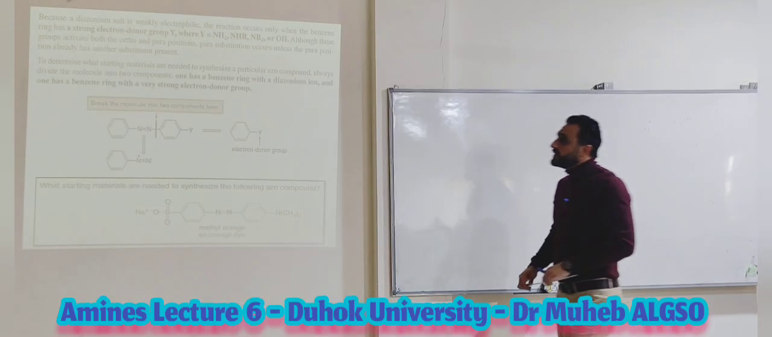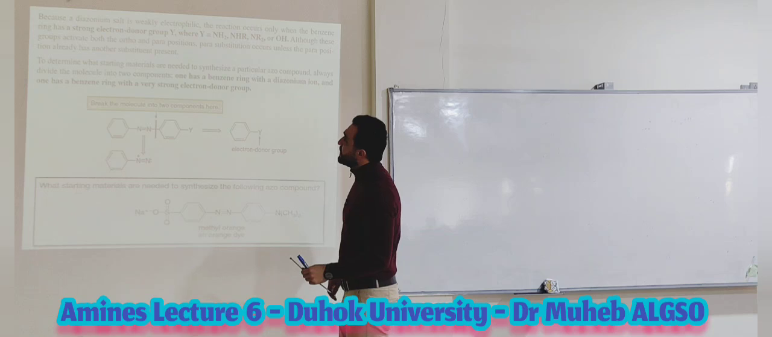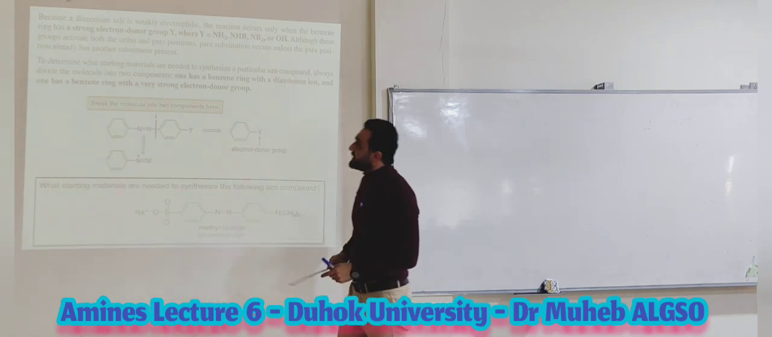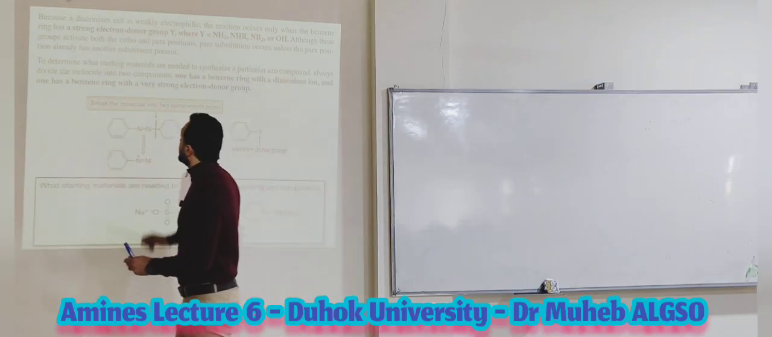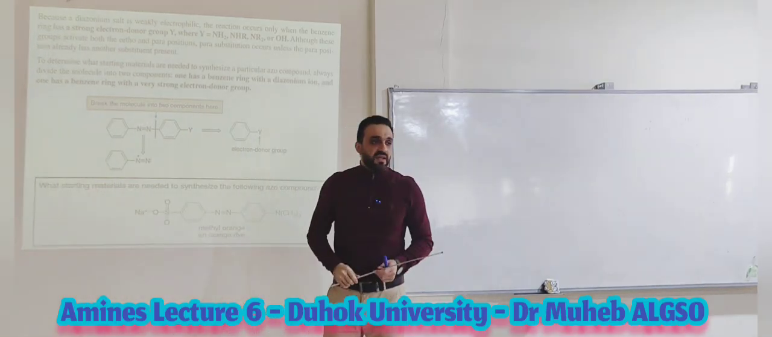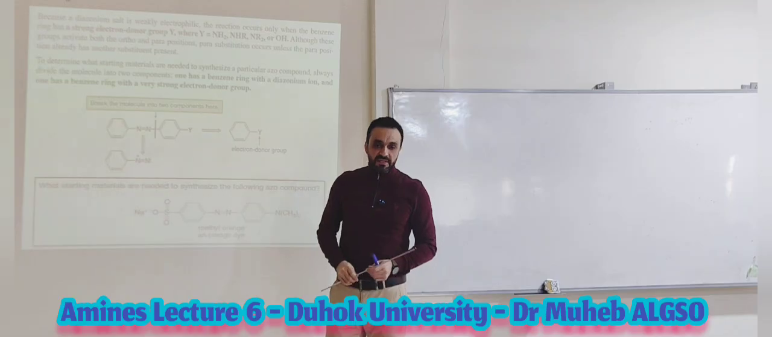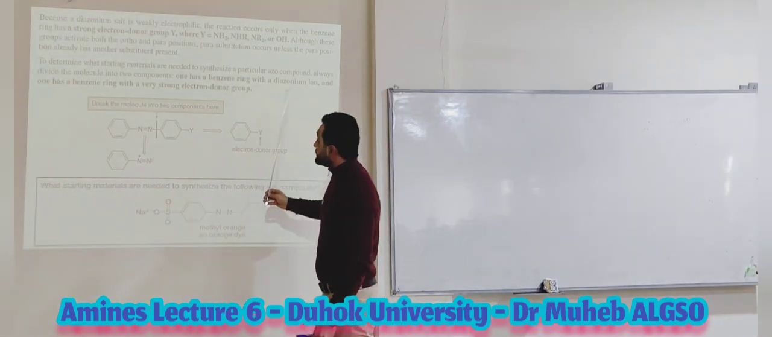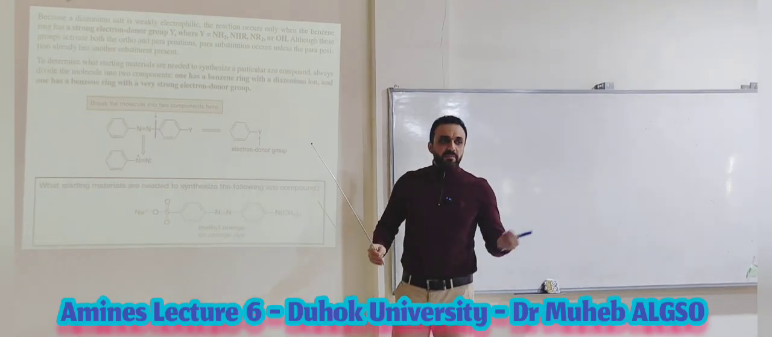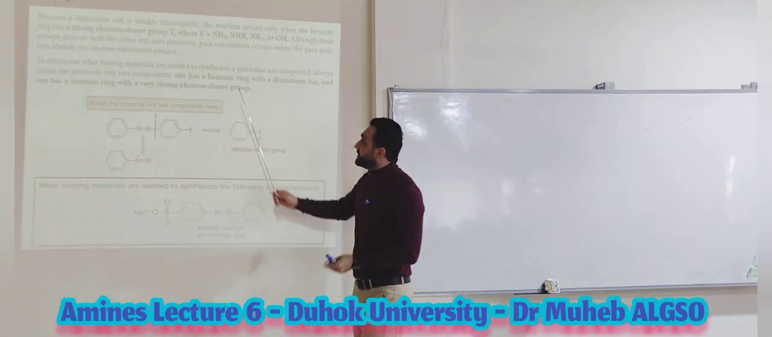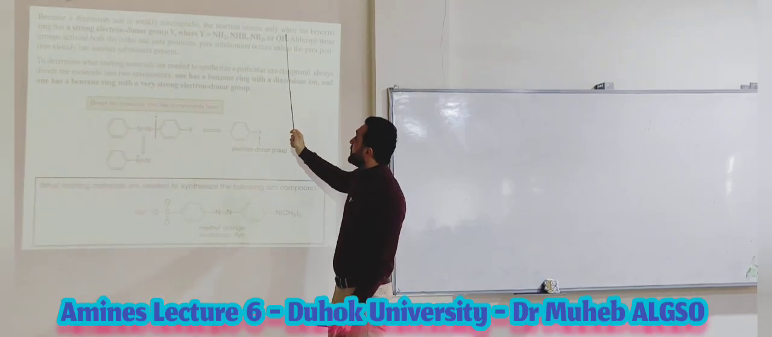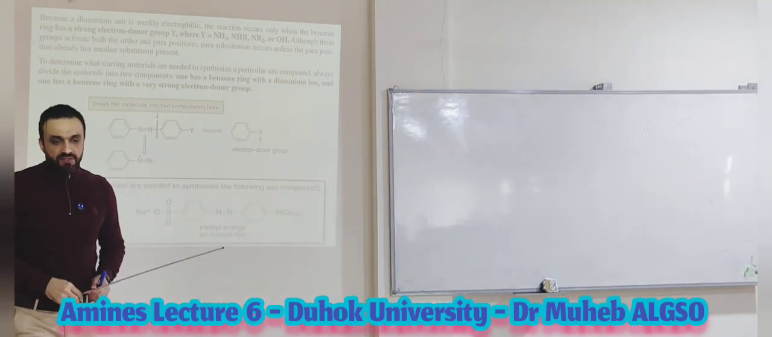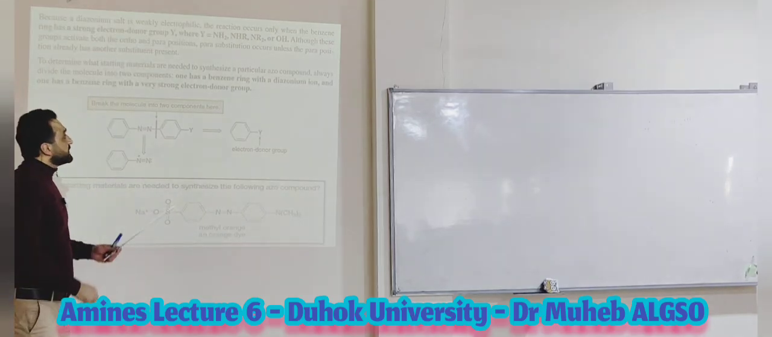Okay. Now, because diazonium salt is a weak electrophile, the reactions occur only when the benzene ring has a strong electron donor group. As I told you before, they are activated groups. The benzene ring must be what? Must be an activated benzene ring. Examples of donating groups: NH2, the amines, also the OH, the hydroxyl group. They donate by what? By resonance.